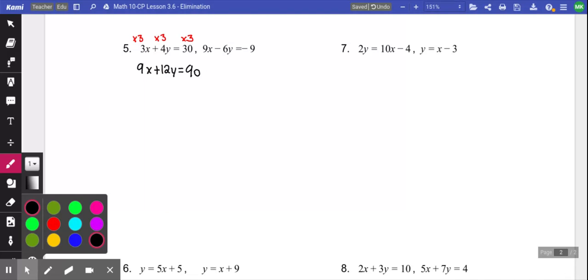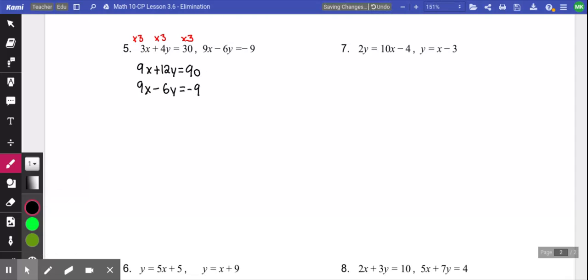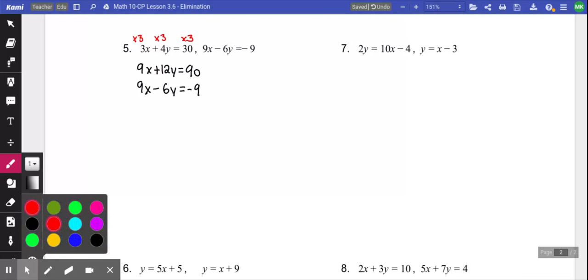Now that they match up, write one above the other. So I'm going to write the other one underneath here. And I decide whether I want to add or subtract these two together. Anyone have a feeling on which one we should do? Subtract. Why subtract? Because 9x minus 9x equals 0. If you added it, it would have become 18x, which wouldn't have eliminated it. So we're subtracting these equations.